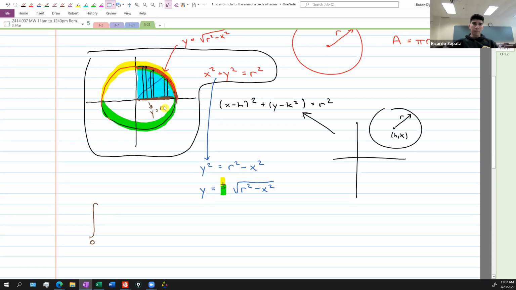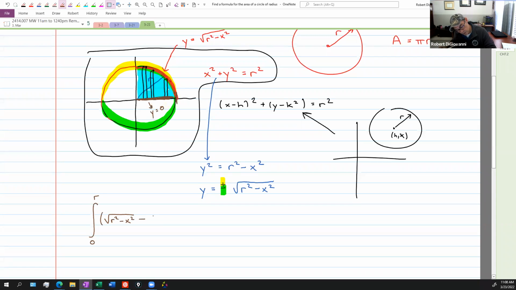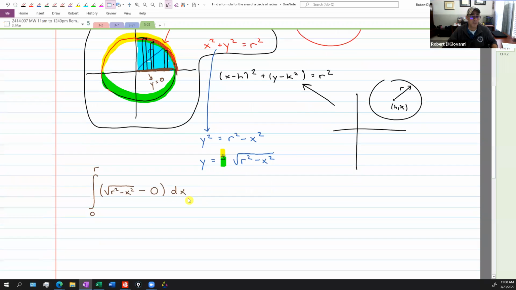At R, yeah, exactly, at the radius of the circle. That's how far out you're going to go. So you're going to go the integral from 0 to R. Now keep in mind, R is a constant here. R is a fixed number. Whatever the radius is, it's given to us. It's not a variable, it's fixed. And then we're going to do the top function, which is the square root of r squared minus x squared, minus the bottom function, which is 0 dx. That makes sense, everyone?